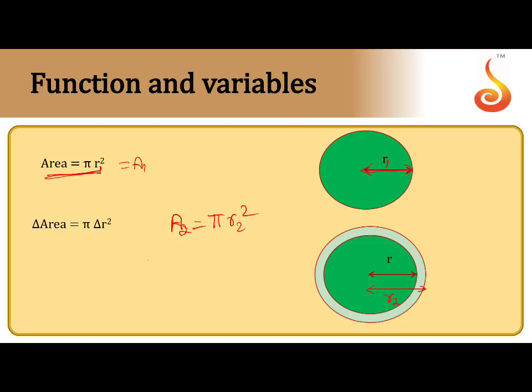Therefore, the change in the area, A2 minus A1, is equal to pi into R2 square minus R1 square. This is represented by delta A equals pi into delta R square. I hope you understood. For a small change in the radius of the circle, there will be a small change in the area. These small changes are what we discuss in differentiation.